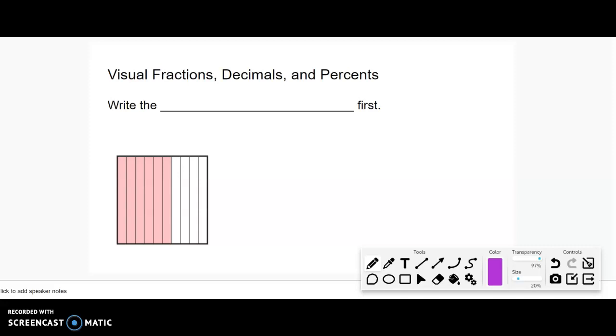All right, more fractions, decimals, and percents. If you haven't noticed, that's what we're doing for this unit, and we're doing it in a lot of different ways so you can see some of the different applications and ways it looks. So if you get a visual picture and you have to write a fraction, decimal, and a percent, I would recommend writing the fraction first.